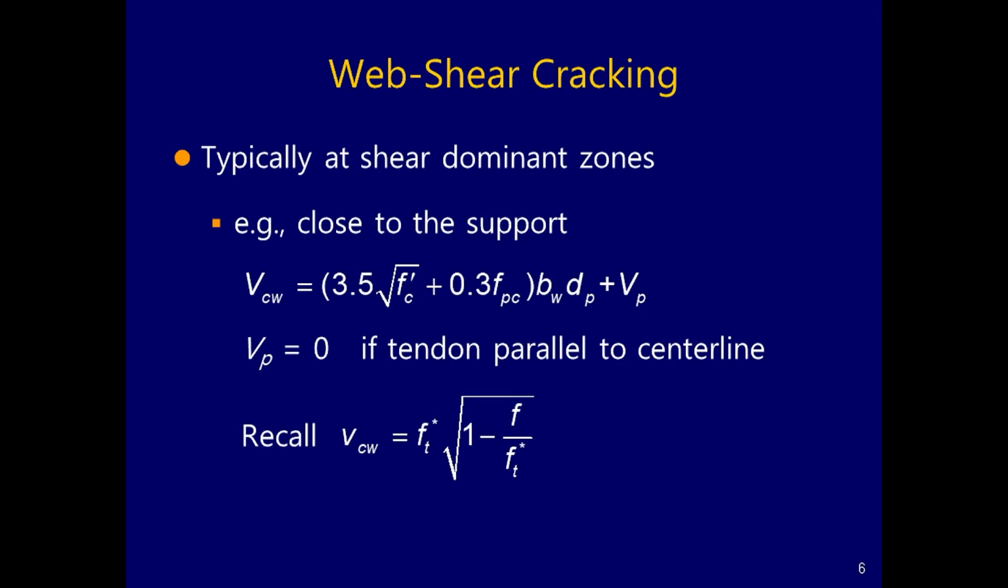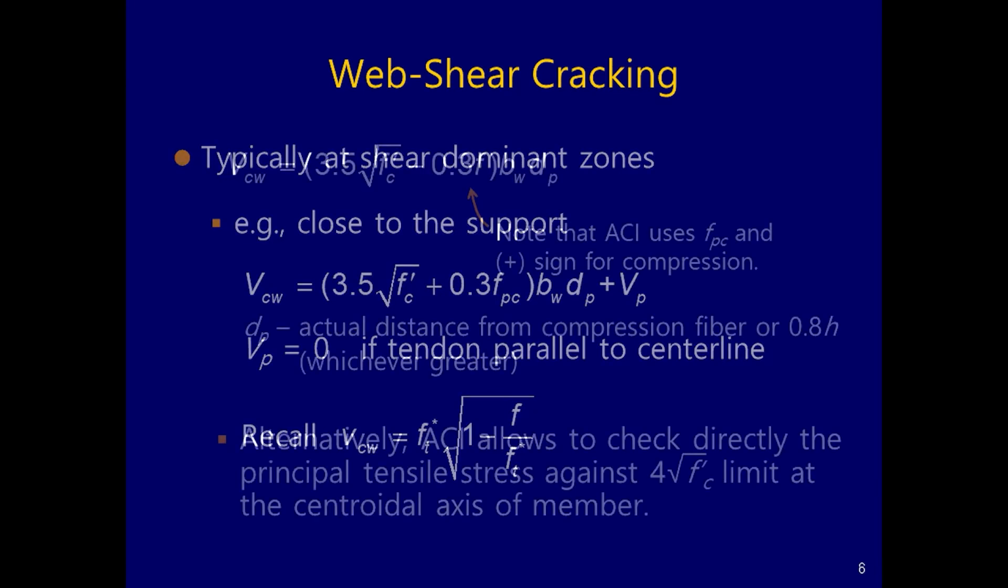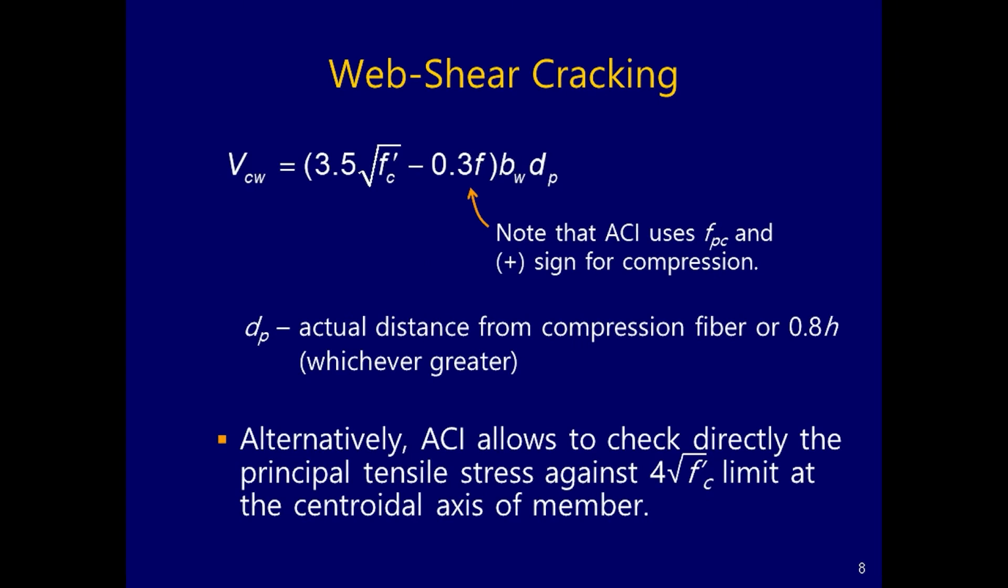And then you just multiply by the cross-sectional area using the effective depth up to that prestressing steel from the top. And it should not be smaller than 0.8 H. Okay? Alternatively, ACI allows you to check using 4 square root f'c instead of 3.5 if you check that principal tensile stress.